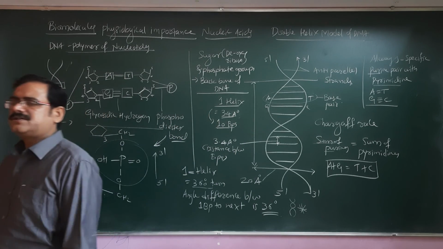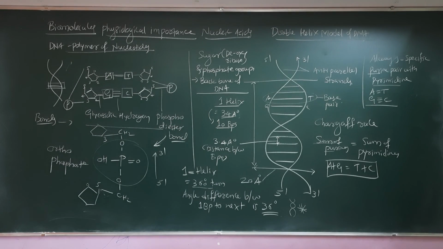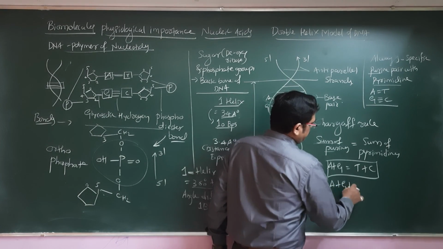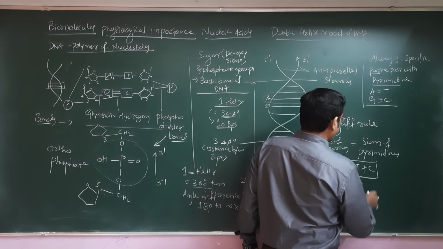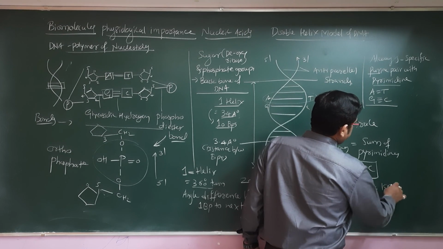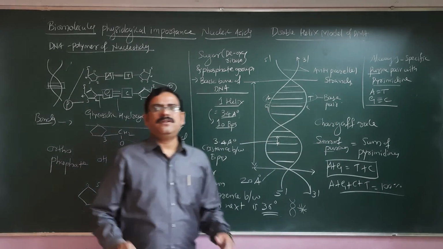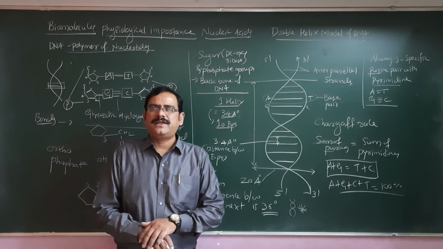According to Chargaff's rule, you need to understand one more important thing. What is that? Always A plus G plus C plus T is equal to 100%. This you need to remember. So that's all about the structural details of the DNA.